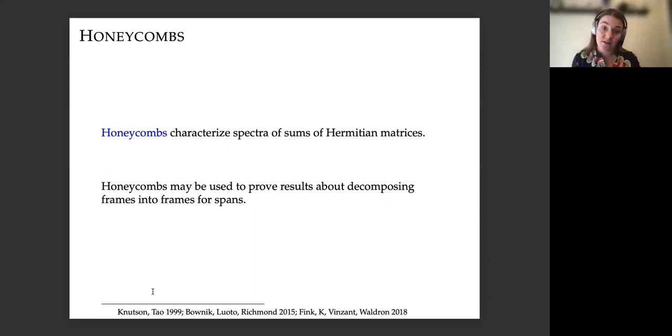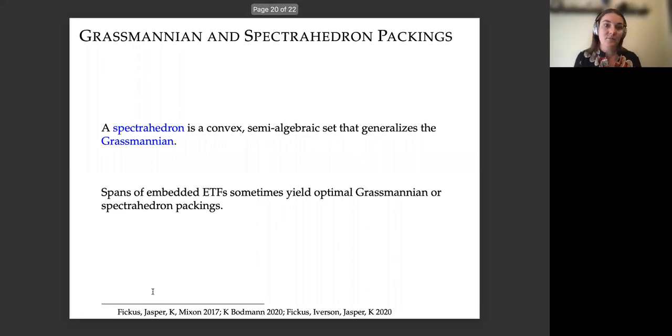Also, honeycombs characterize the spectra of sums of Hermitian matrices, and they can be used to prove results about decomposing frames into frames with their spans. So if you loosen up this question about equiangularity, we can also loosen up what we're talking about. Instead of looking at packings in the Grassmannian, we can loosen that up to packings in the spectrahedron. And it ends up spans of embedded ETFs sometimes yield optimal spectrahedral packings when they don't necessarily yield optimal Grassmannian packings.